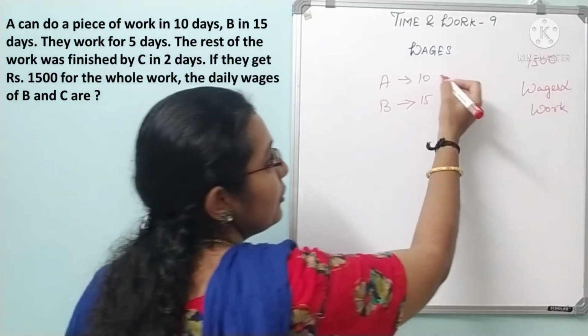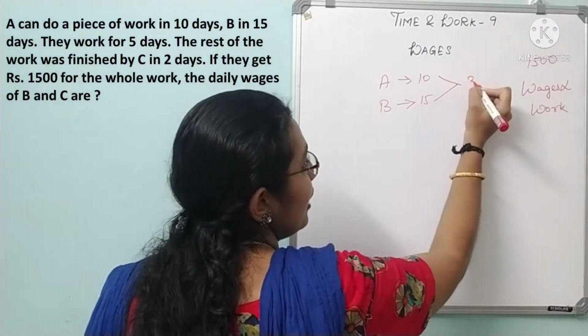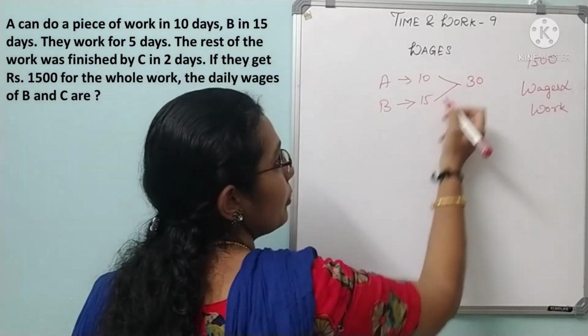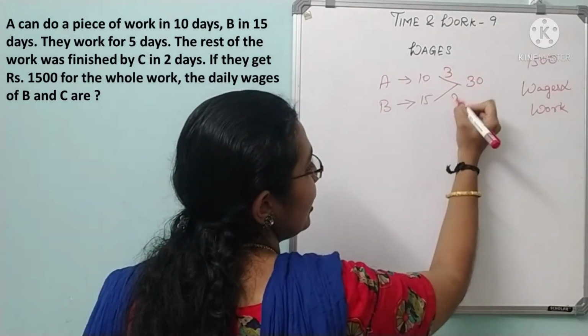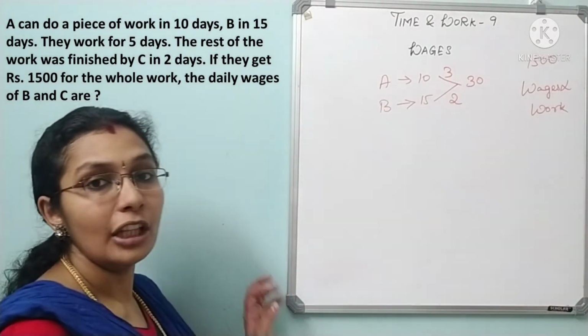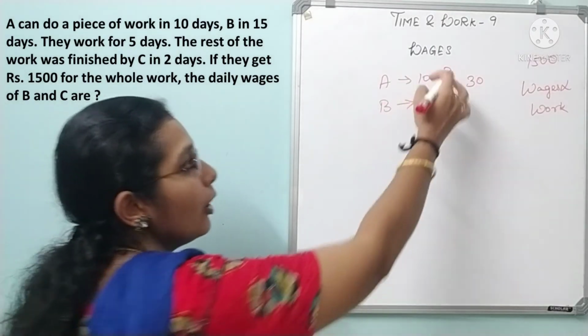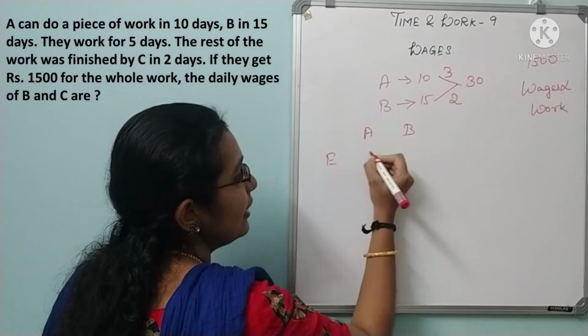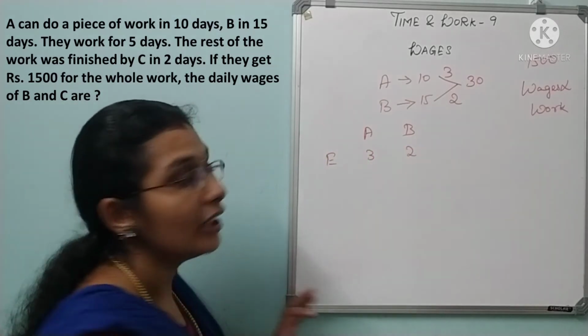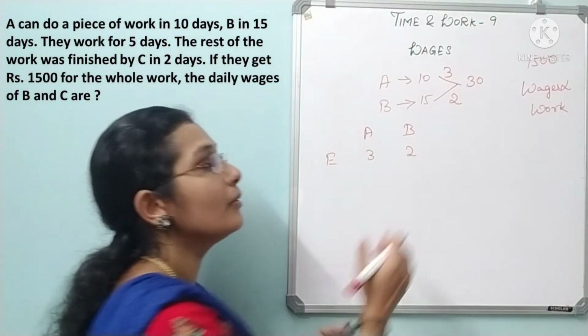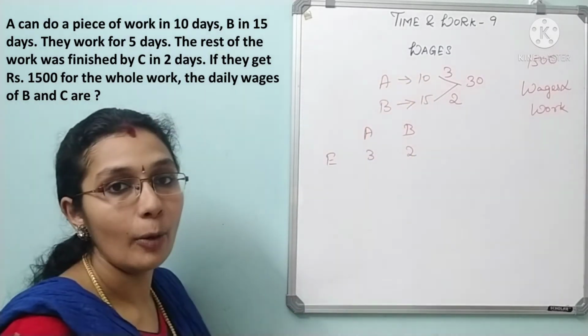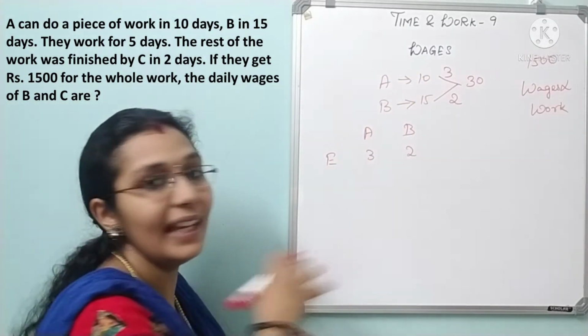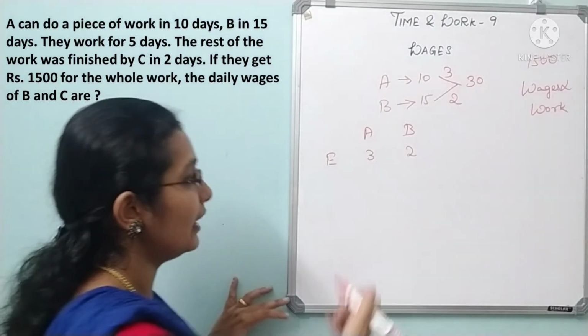Okay. So as usual you proceed. Total work is 30 units, right? LCM for both: 10 3s are 30, 15 2s are 30. Now we got their efficiency. So A and B, their efficiency is 3 and 2 respectively. Now we'll have to find how many units of work are done by A and by B and C respectively. So how will you find that?